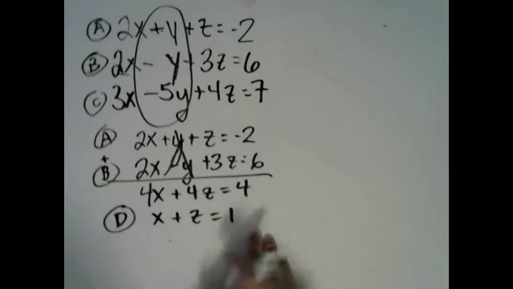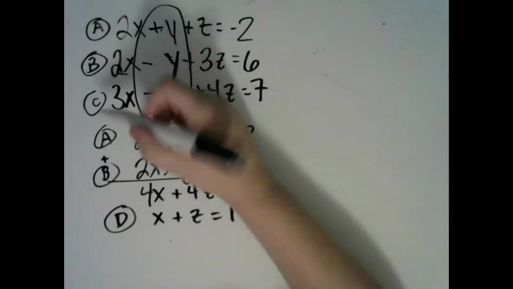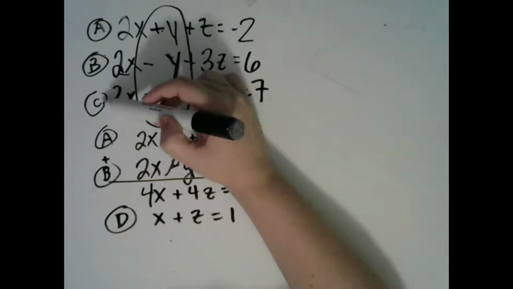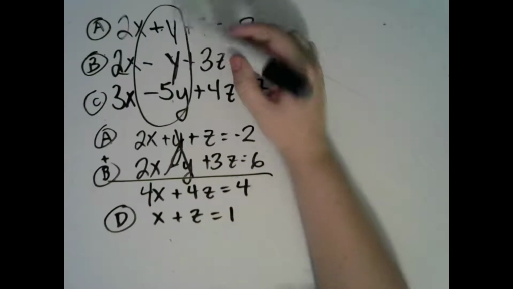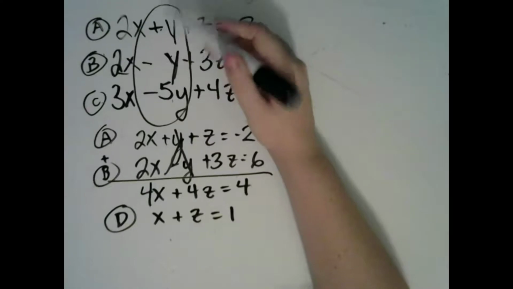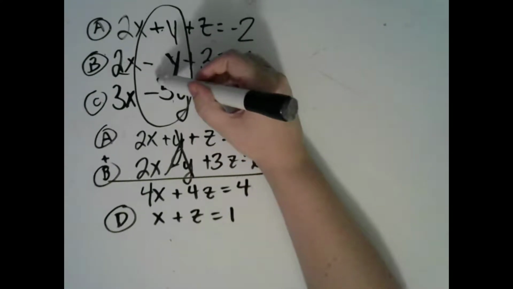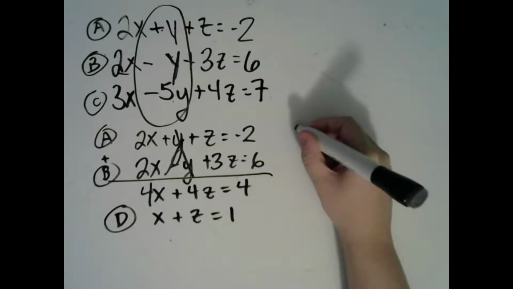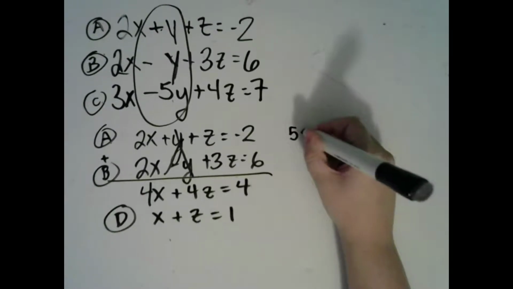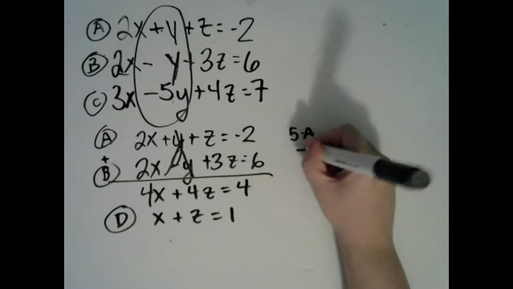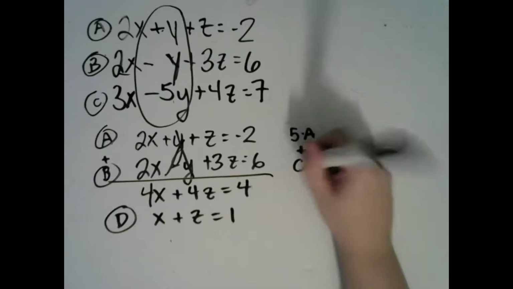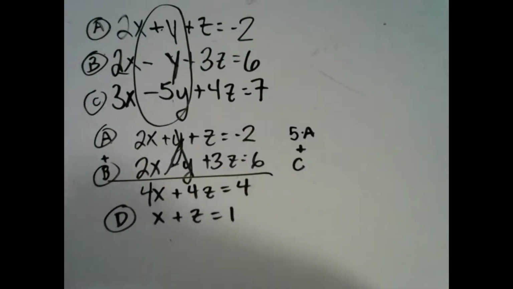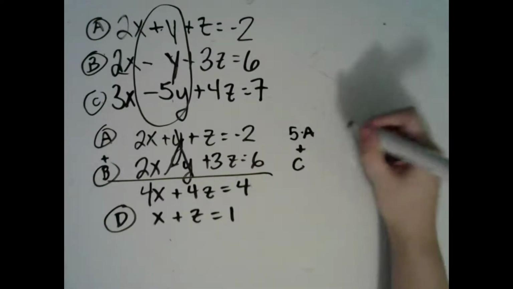Now we need to combine another pair of equations, either equation A with equation C or equation B with equation C to eliminate the variable y. Since equation A has a positive y and equation C has a negative y, I'm going to choose equation A and equation C. However, I'm going to do 5 times equation A plus equation C because I need this y to be a 5y so that when I add it with -5y, I get 0.